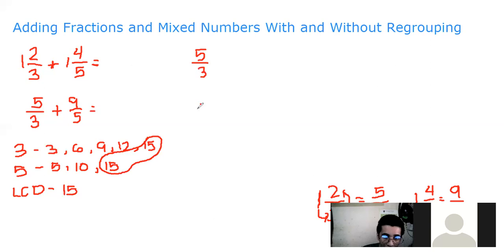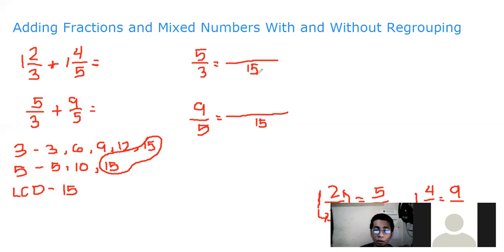Then, yung isa naman is 9 over 5. Papalitan natin yung LCD nila. So, gawin natin 50 ng LCD. Then, ito din, gagawin natin 50 ng LCD.